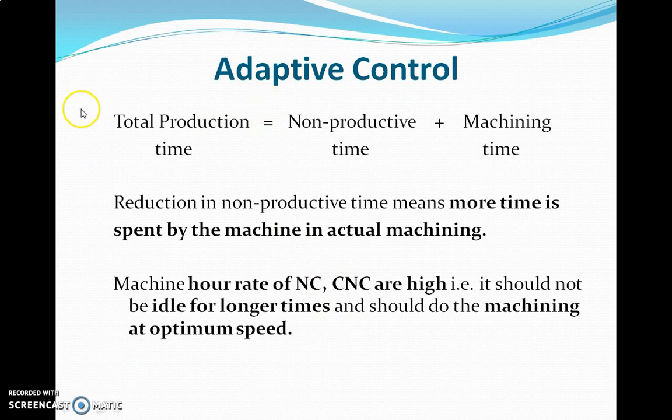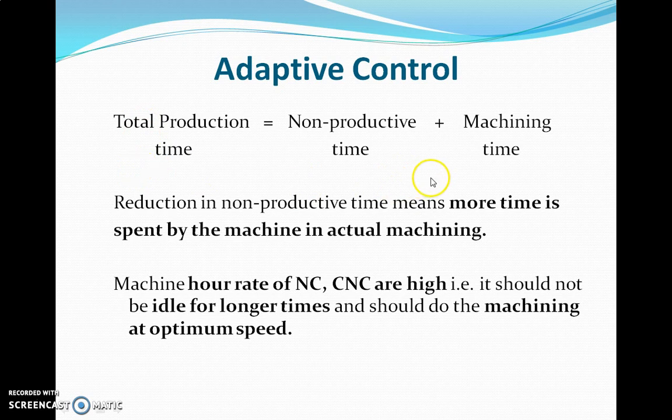So looking at the broad picture, we can say that total production time is nothing but non-productive time plus machining time. That will give you the complete production time for a particular object. Reduction in non-productive time means more time is spent by the machine in actual machining. So if I control this factor over here, and reduce it as much as possible, my time is now consumed in machining. If I am able to control these two factors very effectively, I am completely reducing my production time.